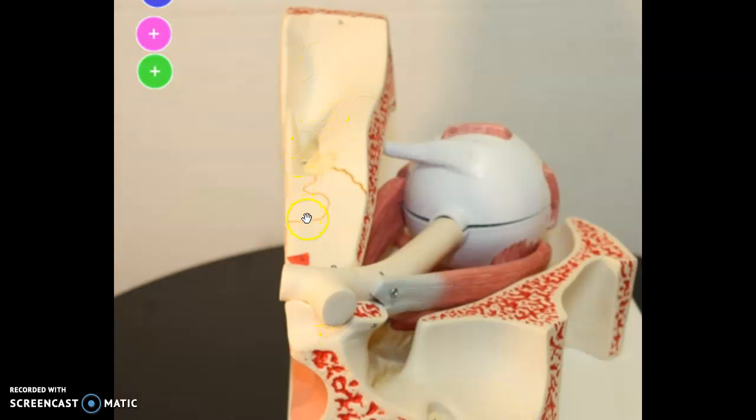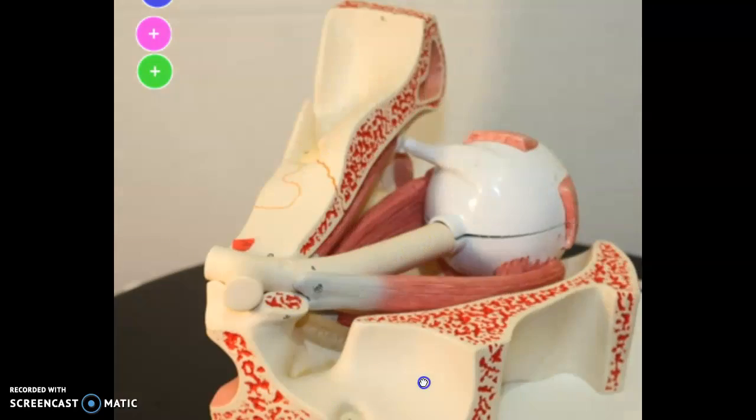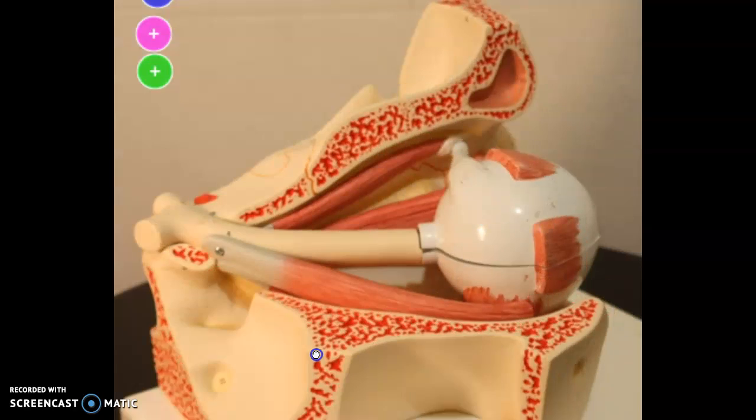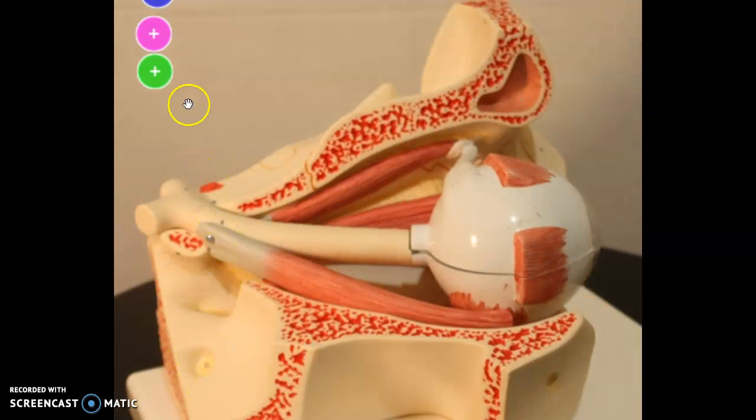So again, this is the ethmoid bone. That is the crista galli, cribriform plate. This is the sphenoid bone. So you can see the optic canal right there. This is part of the superior orbital fissure. They took most of it out. And if I spin a little bit, that is the foramen rotundum.